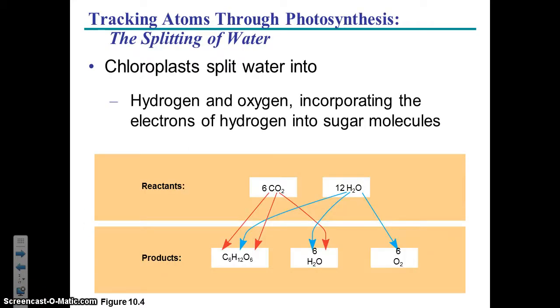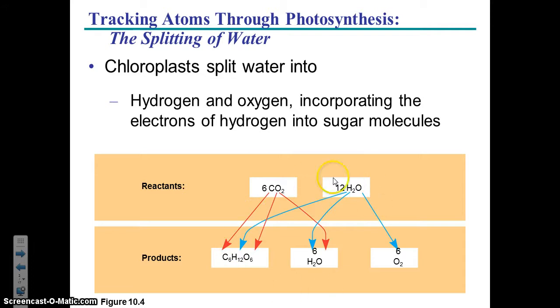So in the light reactions, one of the first things that happens is that the chloroplasts split water into hydrogen and oxygen, and then the hydrogens and electrons in that water are incorporated to make glucose, or they bond to carbon dioxide to make glucose. If you look at the picture here, here's carbon dioxide, and the hydrogens that are in water eventually get to carbon dioxide, and they join carbon dioxide to make glucose.